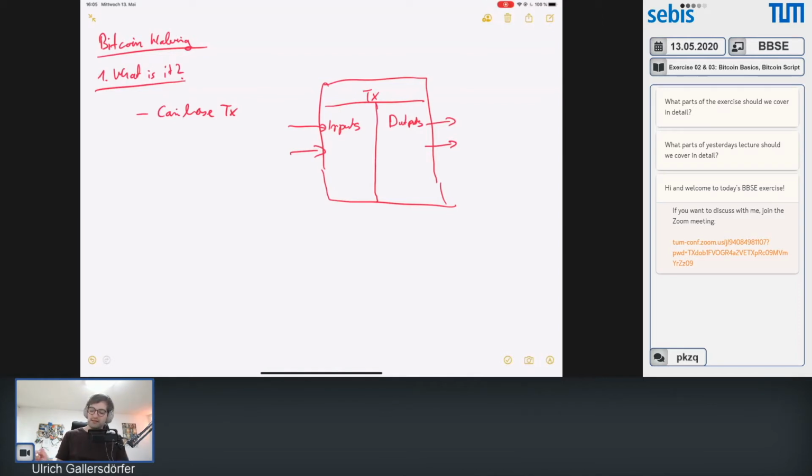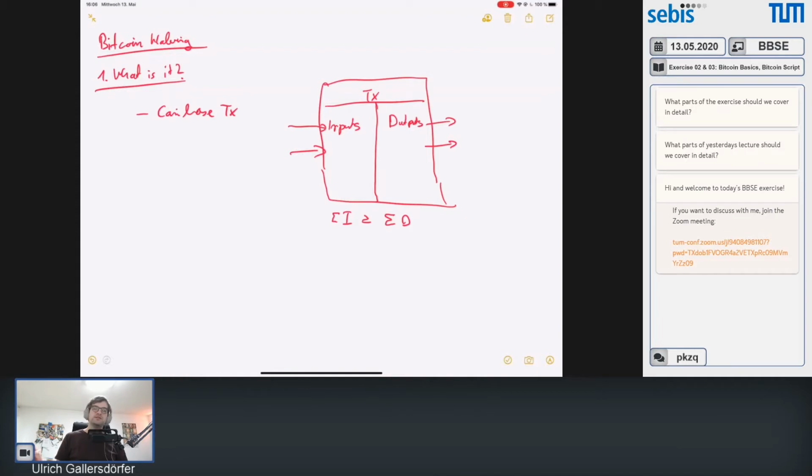This is to ensure that the sum of all inputs has always to be greater than or equal to the sum of all outputs. Why is that the case? Very easy, because we do not want to spend money we do not have. So you can imagine that I want to pay you 10 Bitcoin, but I only have 5. This transaction should definitely be invalid, because we're creating money out of thin air.